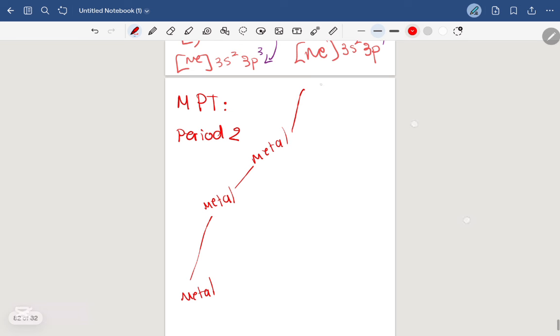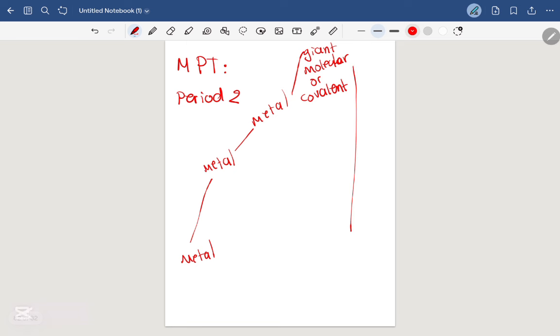Giant molecular or giant covalent. Then it decreases directly to what? To molecular or covalent. And then the rest are the same, molecular or covalent. So what can we infer from this? Or no, it doesn't increase that much, by the way. It increases gradually like this. Let me plot. Okay, so it will decrease gradually like this. Molecular, molecular, and then finally molecular.